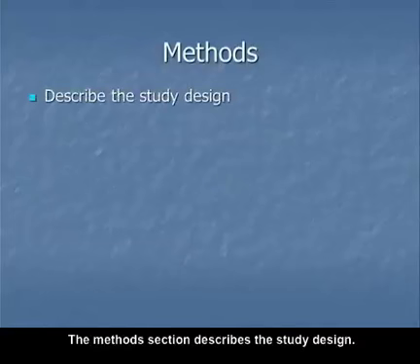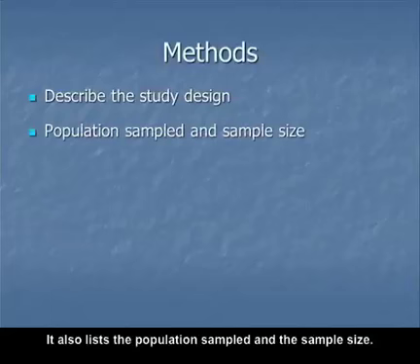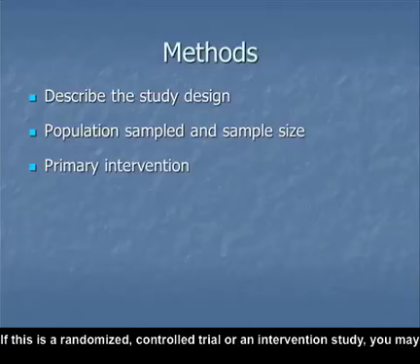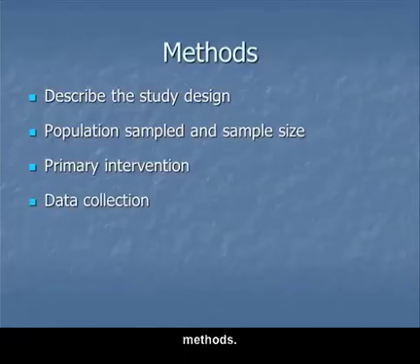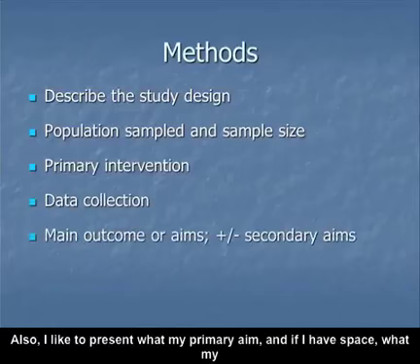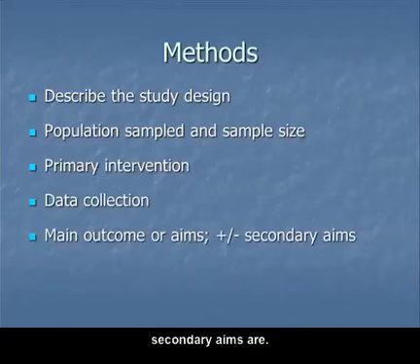The methods section describes the study design. It also lists the population sampled and the sample size. If this is a randomized controlled trial or an intervention study, you may need to briefly describe the intervention that you used, and any data collection methods. Also, I like to present what my primary aim is, and if I have space, what my secondary aims are.